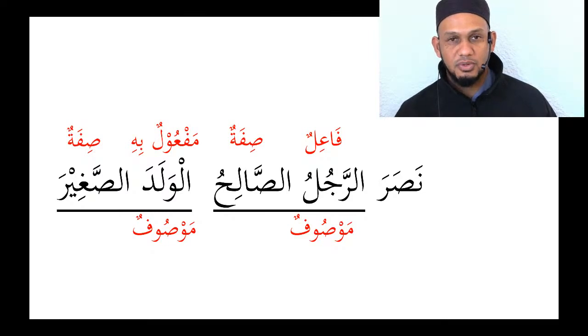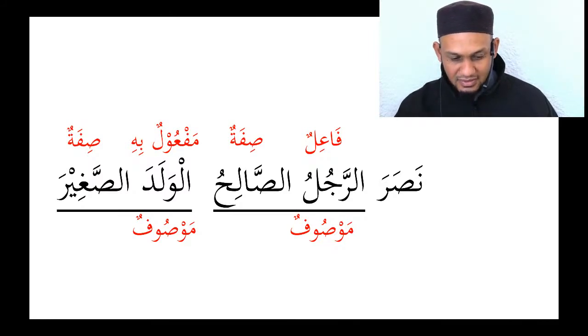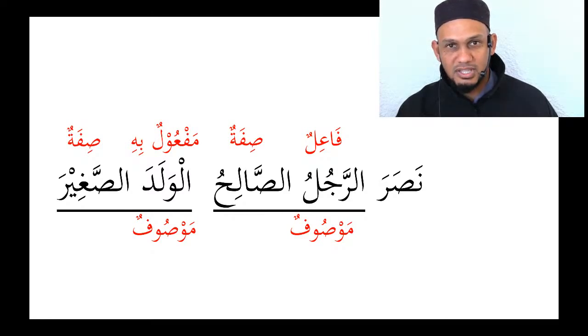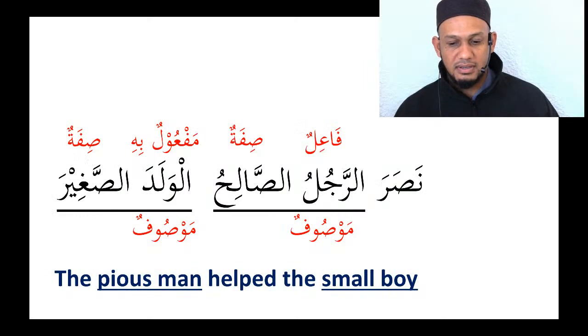Okay. If you do enough Nahwu, it will start feeling like algebra. You start labeling things and putting symbols on things, and that's how Arabic is. They say Arabic almost seems like an artificial language, in the sense that it's so mathematical. It's rule based and logical. Okay. So the answer is: the pious man helped the small boy.